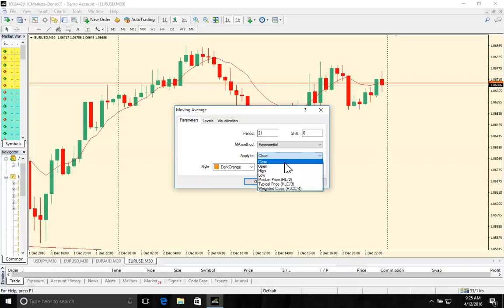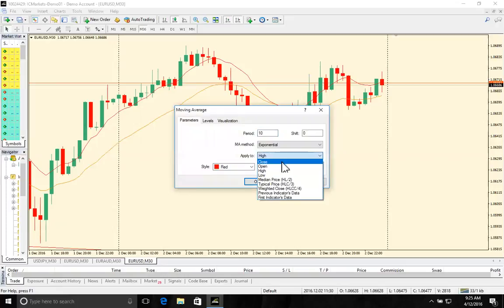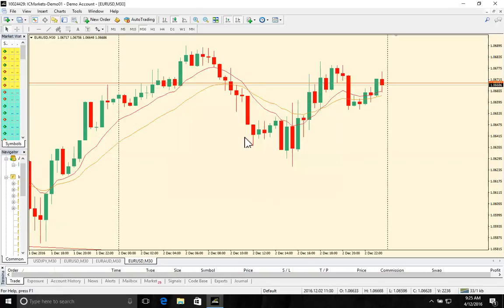We either use close, or there is a particular indicator which I will show you later on, where I use open, close, and high. So at the moment we use only close. So close. Okay, so we change this one to close as well. Close, right? So you can see the difference. This has totally changed.